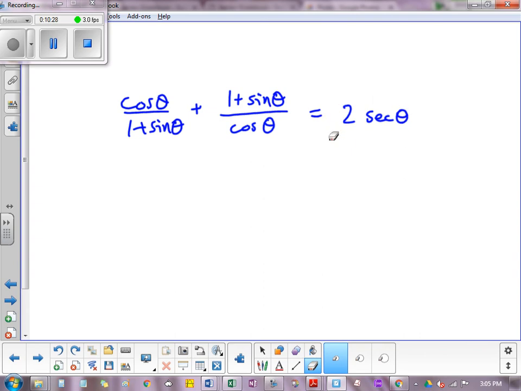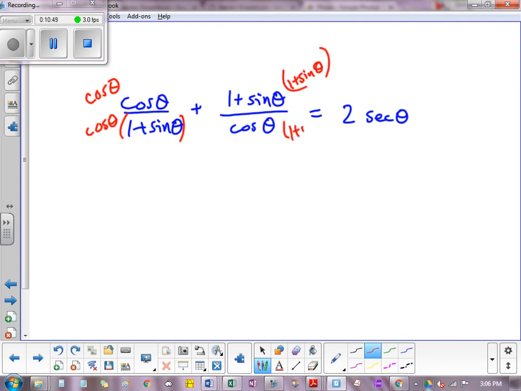I'm going to multiply the top and bottom of the first fraction by cosine, because that's the denominator of the second fraction. And for the second fraction, I'm going to multiply top and bottom by 1 plus sine. Let's just see what happens. So this is going to get multiplied by cosine, which means I should probably put parentheses on the 1 plus sine. And this is going to be multiplied top and bottom by 1 plus sine, which means I should probably put parentheses on my 1 plus sine here as well. Kind of messy, but the numerator is cosine squared theta, and the bottom is like this.